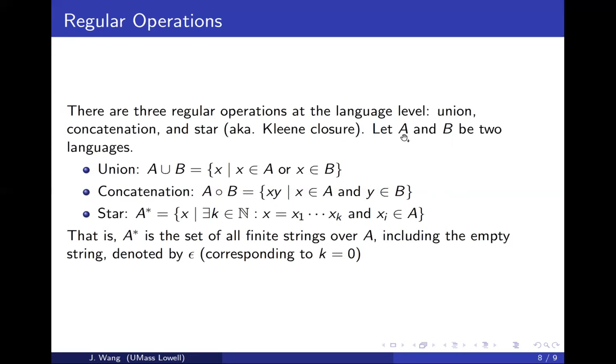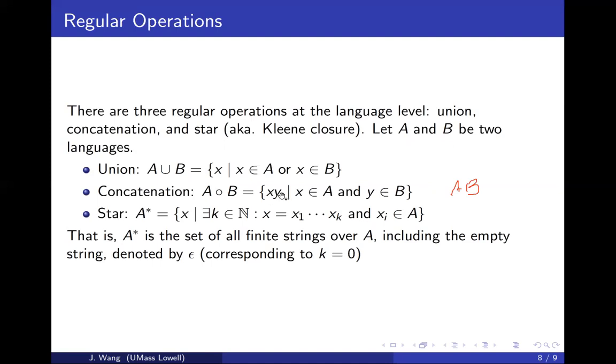So now let A and B be two languages. We know what union is. Concatenation is just putting a string after another string. Let's say we use a circle to indicate concatenation. Sometimes we just remove that circle, and sometimes we just use A and B next to each other to indicate concatenation. For instance, this XY here, we don't use a circle.